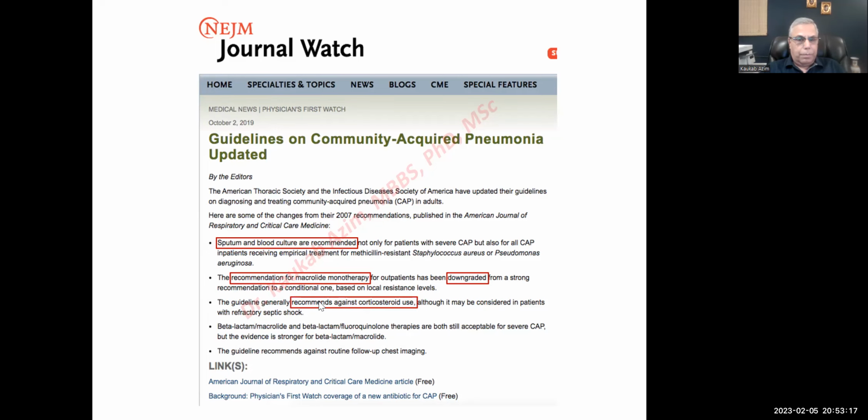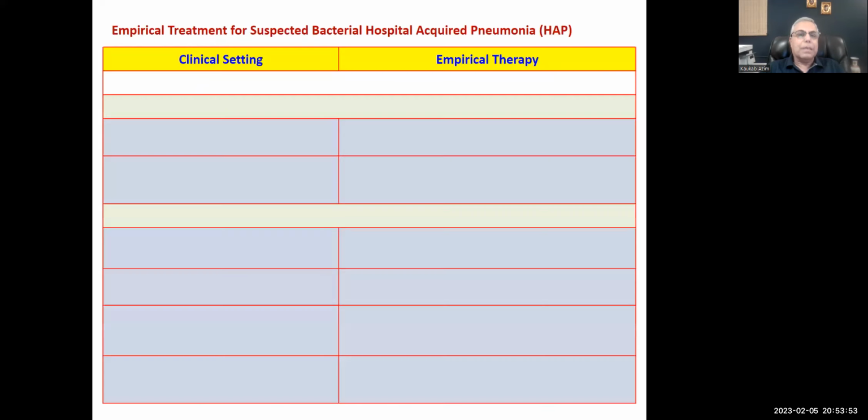Now, corticosteroid is not recommended. Okay, the guidelines generally recommend against corticosteroid use. Then the combination of beta-lactam and macrolide is still acceptable. We have seen that in the previous slide. We are combining azithromycin or clarithromycin or whatever with amoxicillin-clavulanate, and you can combine with fluoroquinolone, but this combination is superior to the beta-lactam and fluoroquinolone combination, right? So this slide is also included in the examination.